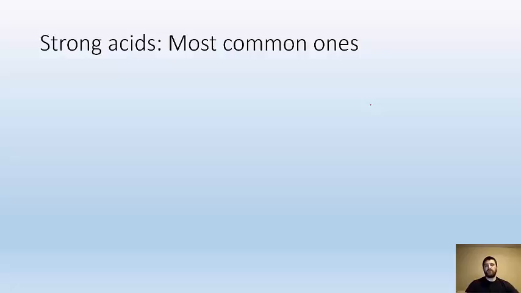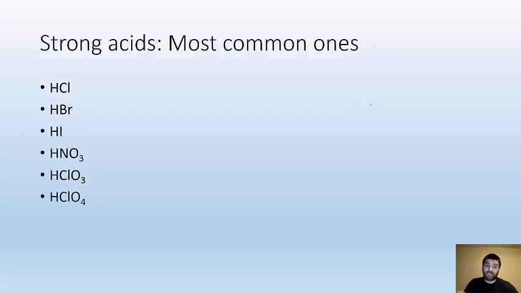So strong acids, the most common ones that we're going to see are going to be hydrochloric acid, hydrobromic acid, hydroiodic acid, as well as nitric acid, chloric acid, perchloric acid, and sulfuric acid. So these are the common ones.